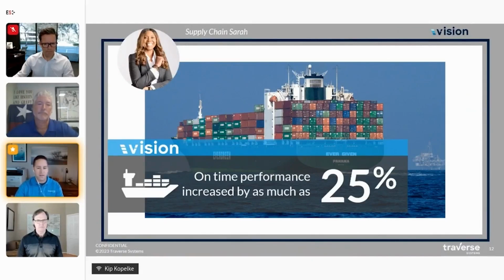We're seeing out there in the industry that having this visibility solution, having those alerts and being able to react more timely to it, we're actually increasing that on-time performance as much as 25%. So I think that's kind of a staggering figure there.